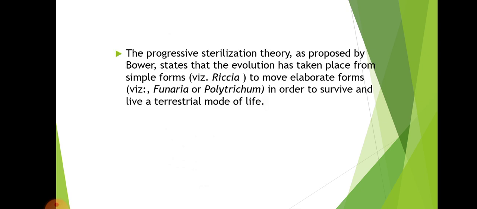The progressive sterilization theory, as proposed by Bower, states that the evolution has taken place from simple forms to more elaborate forms in order to survive and live a terrestrial mode of life.